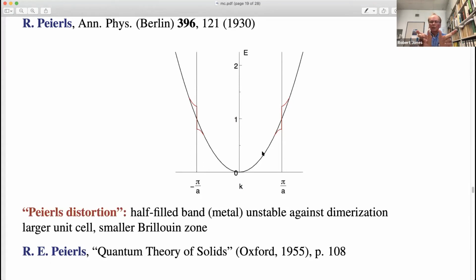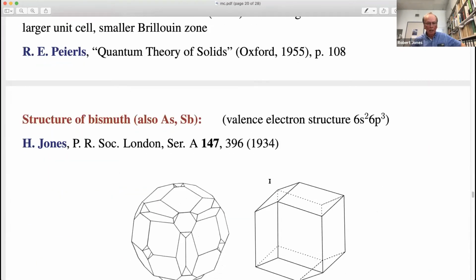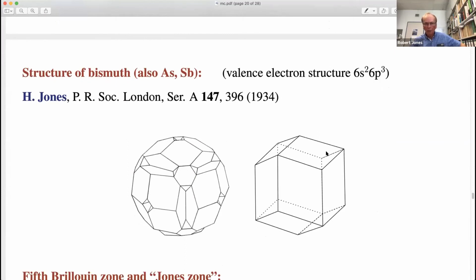We have here, if you wish, a linear system, and each of these moves in such a way that we have a unit cell which is now twice as large, the Brillouin zone boundary half as large. What happens then? You could possibly get a structural change at this point, which is going to lower the symmetry. This is known these days as the Peierls distortion. But in fact, it was known much earlier by Harry Jones, who was an author of the famous book of Mott and Jones in 1936.